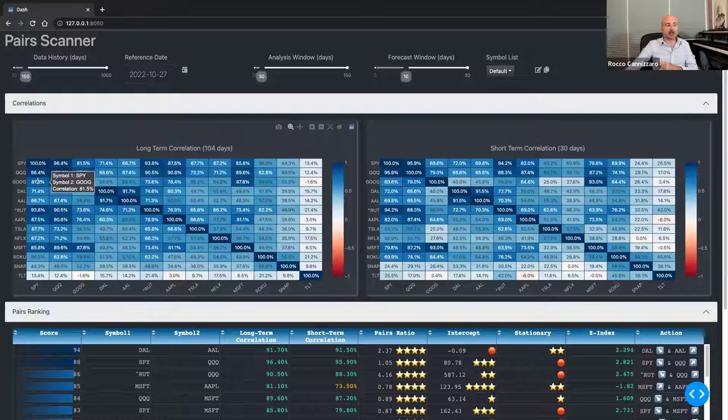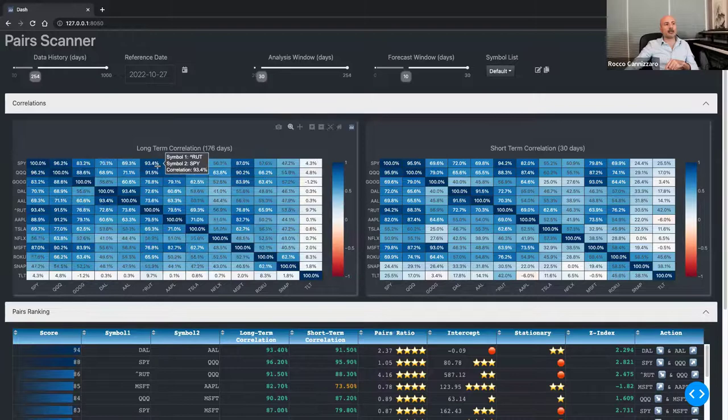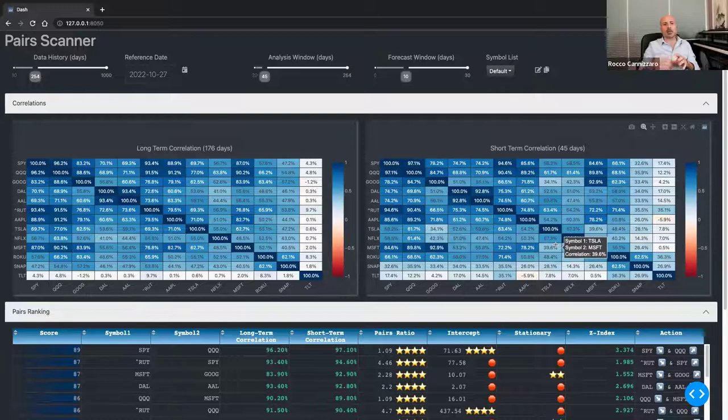On the right side, you're seeing the same calculation, but this time, instead of 104 days, I'm doing it around 30 days. So you can choose how many days of history you want on the left side and on the right side. Now, why are we doing this correlation with a longer term versus a short term? It's because we're trying to find out if the correlation is stable across time. Does it change a lot, or can I rely on this relationship?